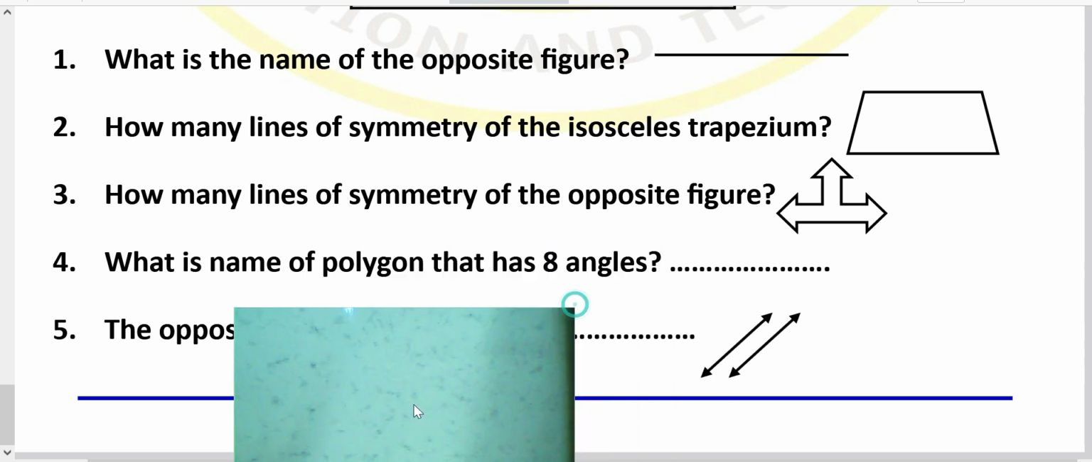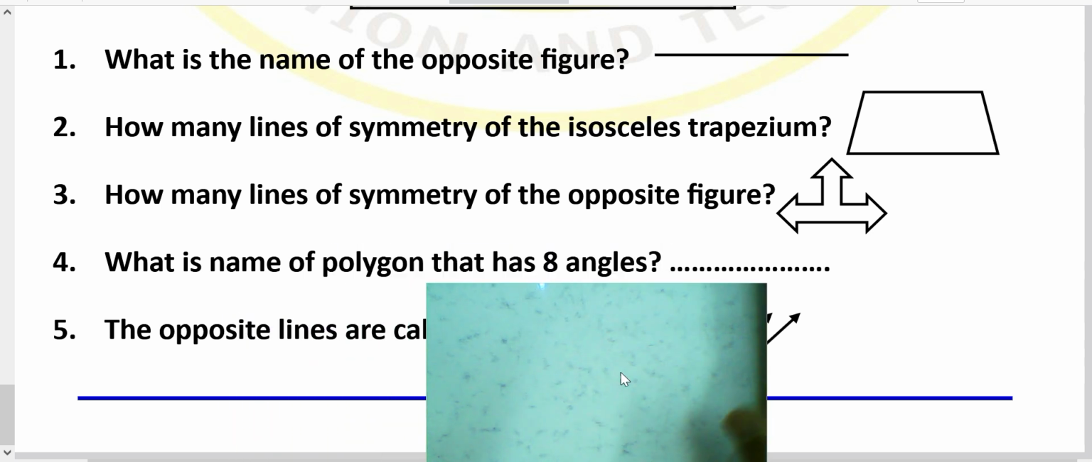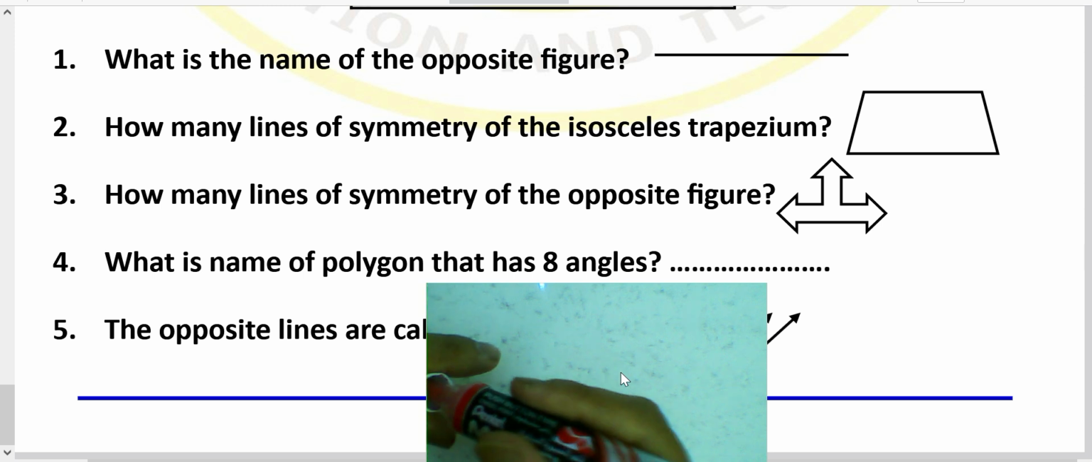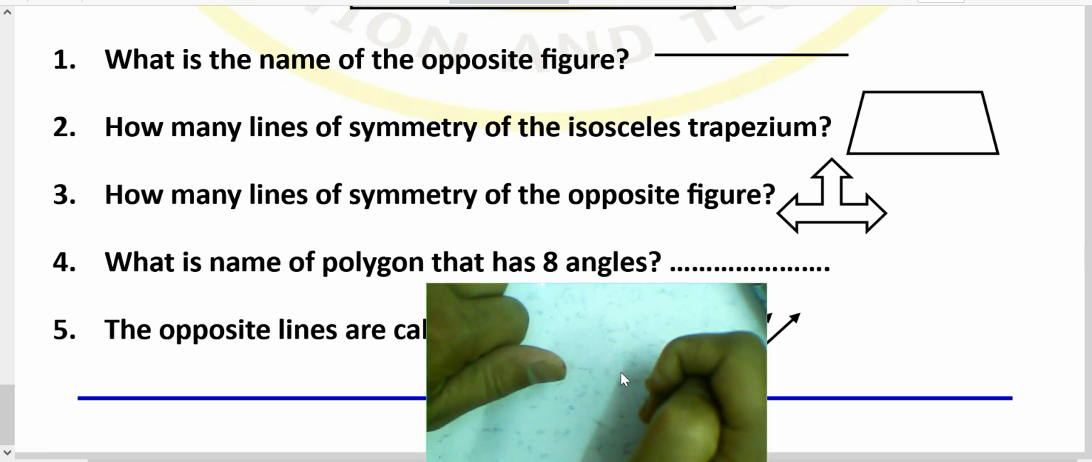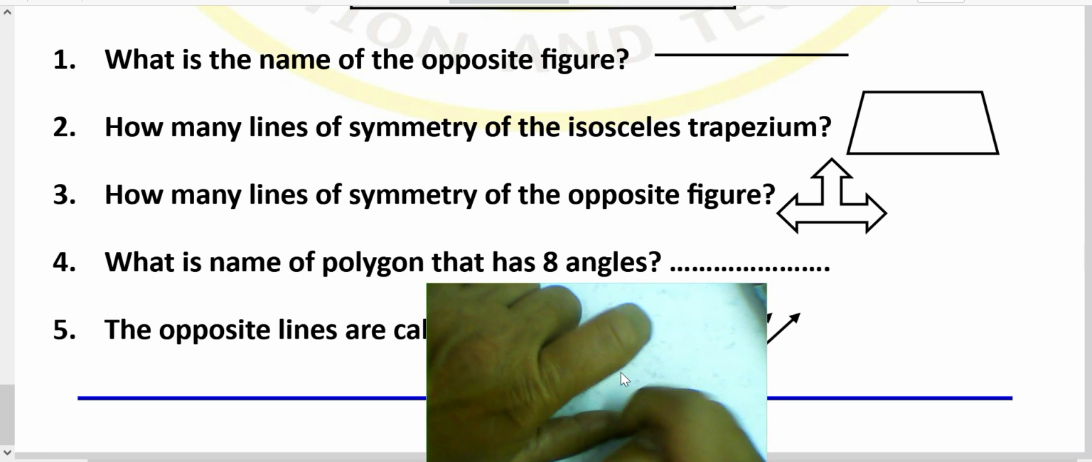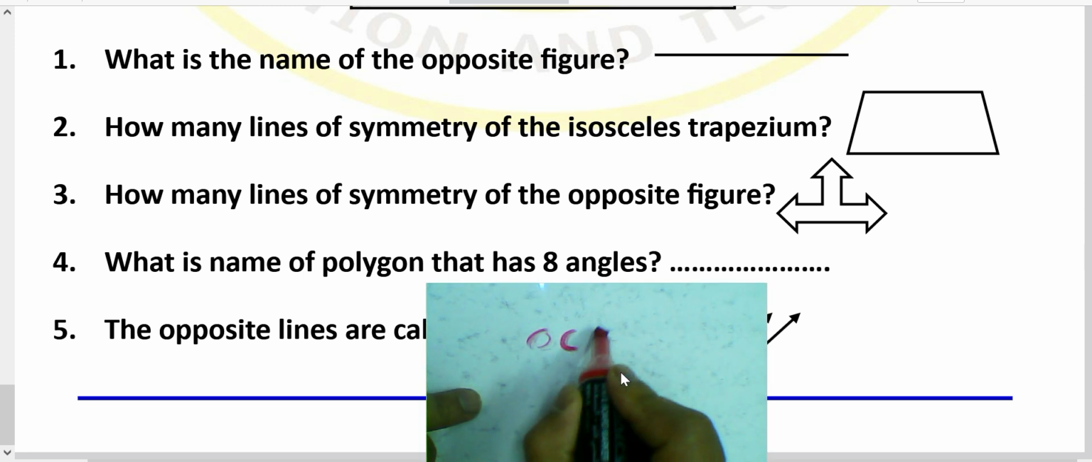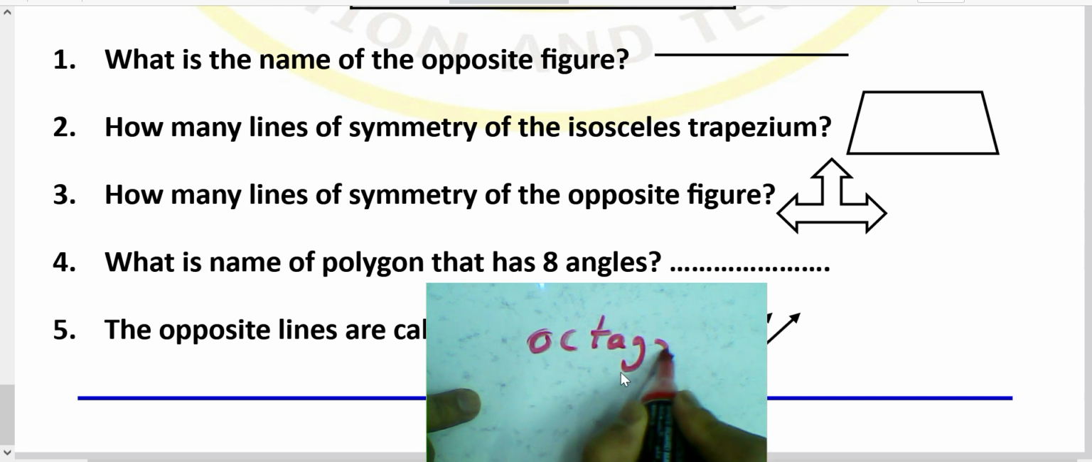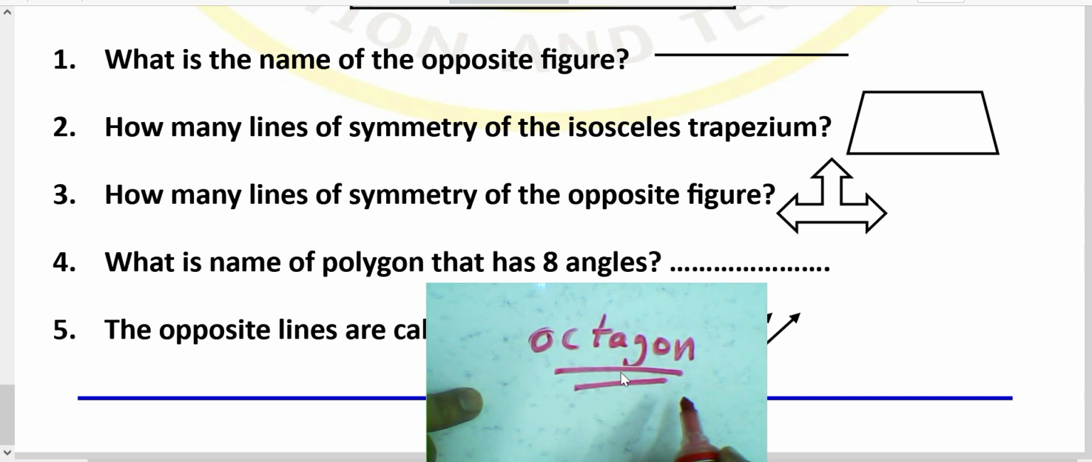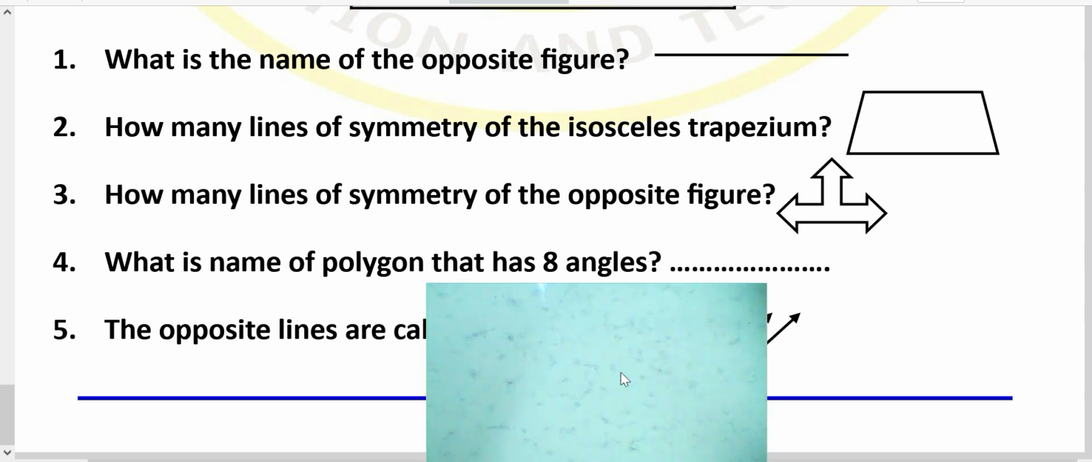What is the name of the polygon that has 8 angles? We have pentagon, hexagon, heptagon, octagon. We call it an octagon. An octagon has 8 angles and also 8 sides. We have 8 sides and 8 angles. We call it an octagon.